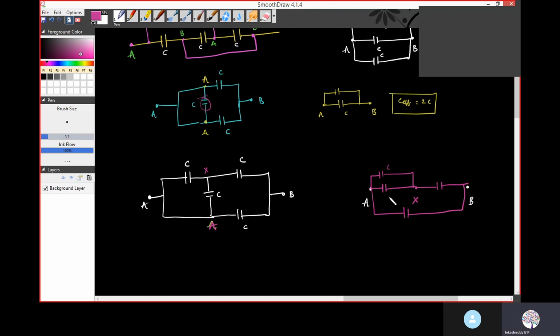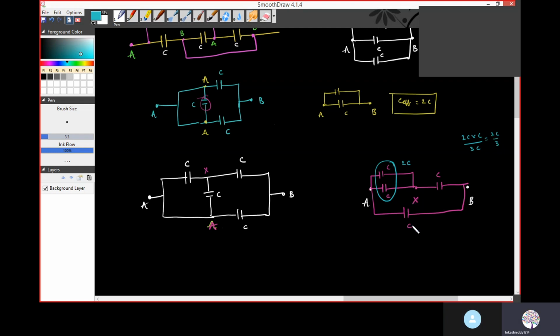So this is C, this is C, this is C, and this is C. So you just calculate the effective. C and C will become parallel, so this is 2C. Parallel 2C and C in series: 2C into C by 3C, that is 2C by 3.